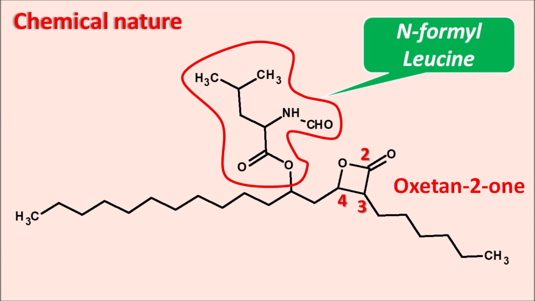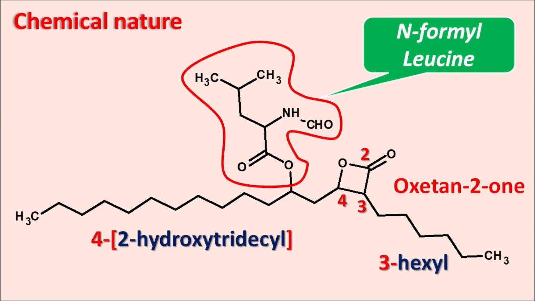So we can write this as 4-(2-hydroxytridecyl). That is the chain present at the fourth position. Similarly, at the third position, simply hexyl group is present. So 3-hexyl. These are the chemical features of Orlistat. Now let us see how this drug acts.